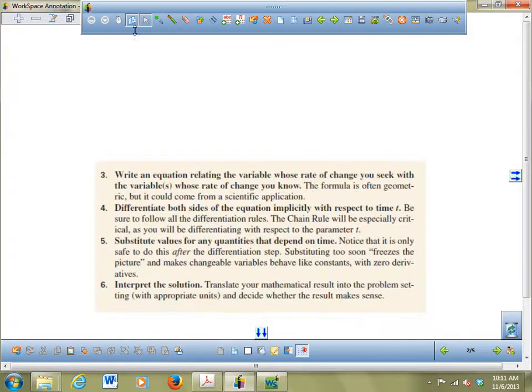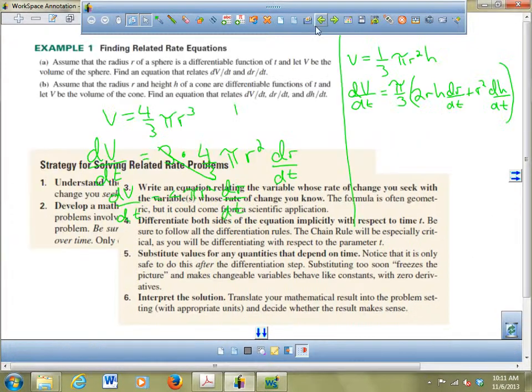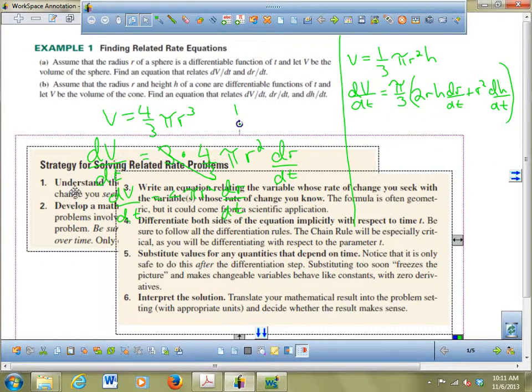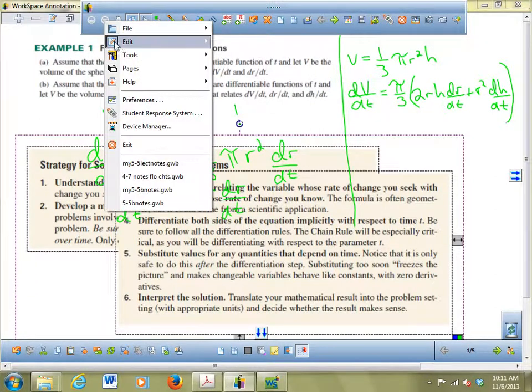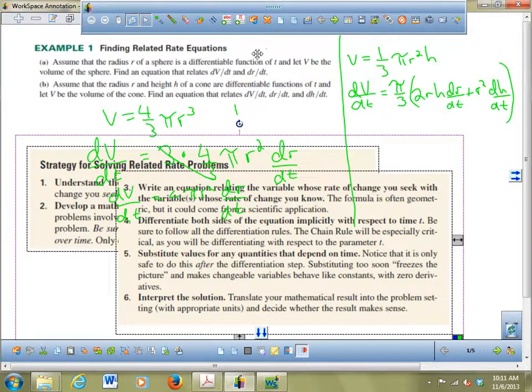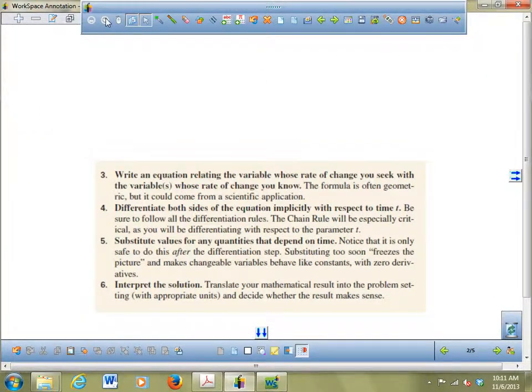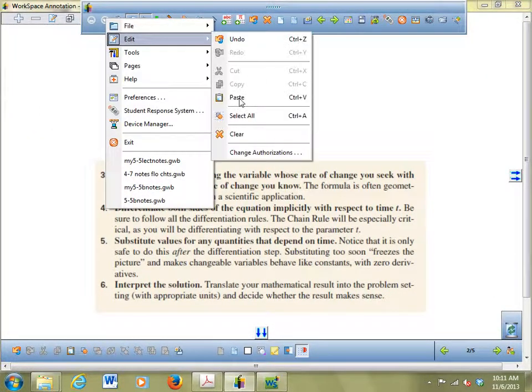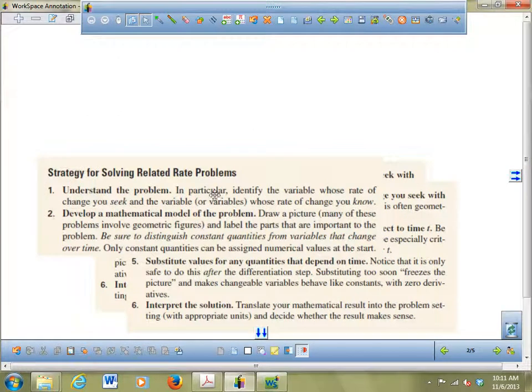That's the second part. Wait, I'm not done yet. Oh, you're not done? No, because I have to copy this first. File, edit, copy, and I'm going to go back to this page. I'm going to go file, edit, paste. There.